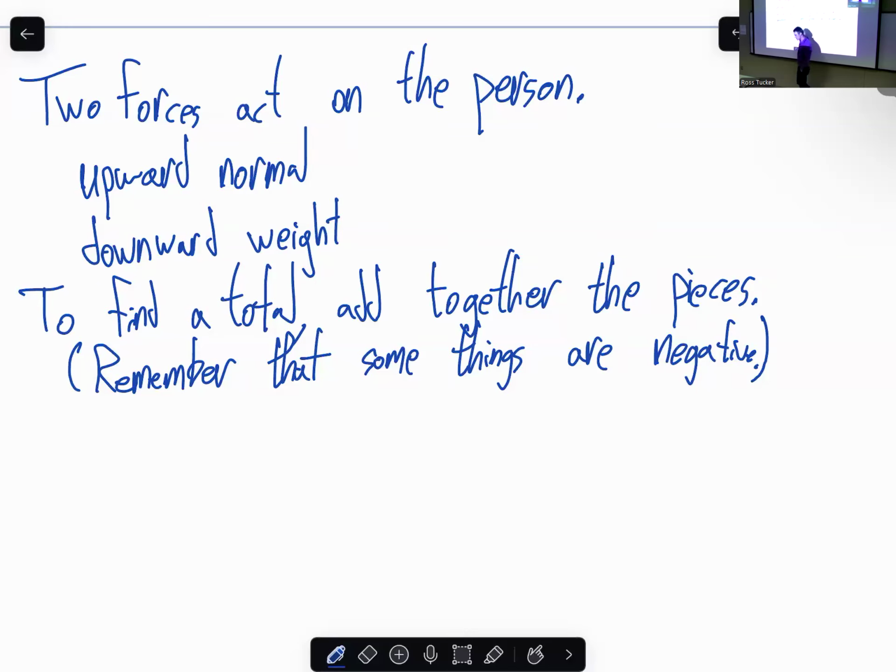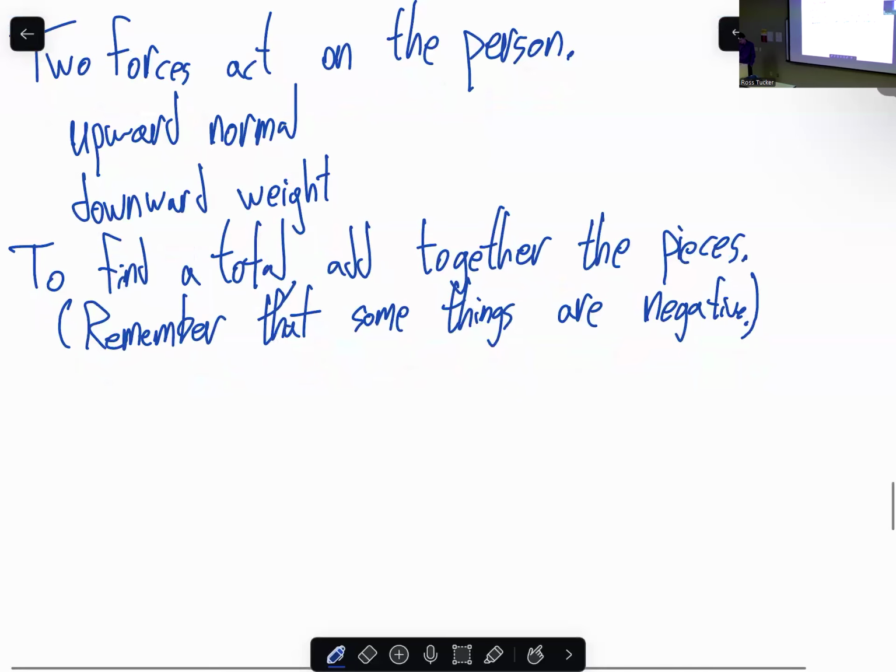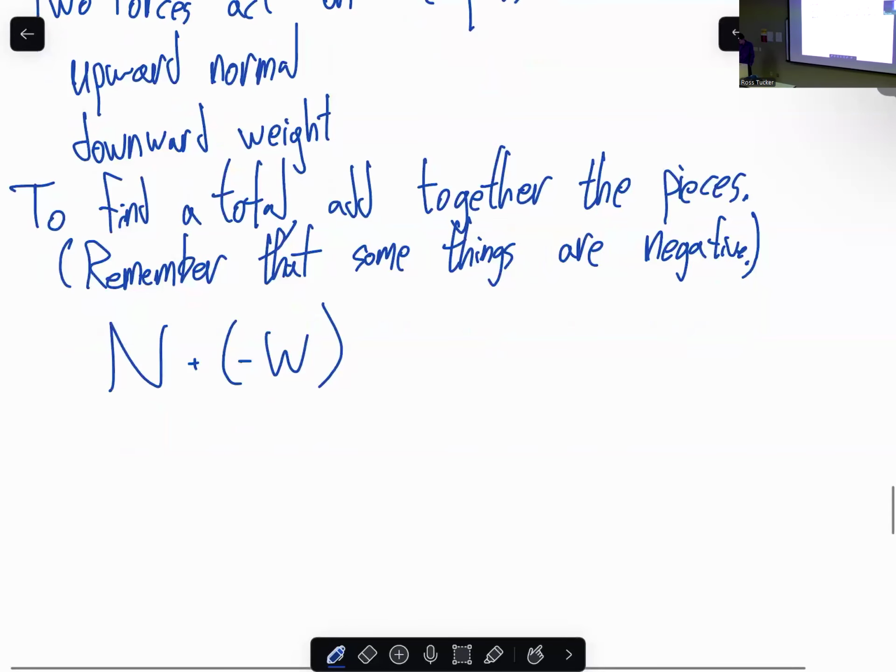Okay, so here's how to find the total force. I told you that there is an upward normal. Upward is positive. I told you that there is downward weight. Weight is negative. I'm going to get an expression for F net. The total here adds these together, N plus negative W, which can be simplified, of course, to N minus W.